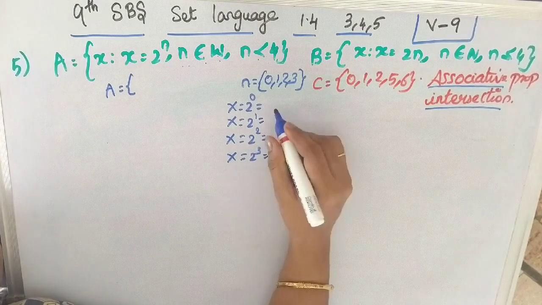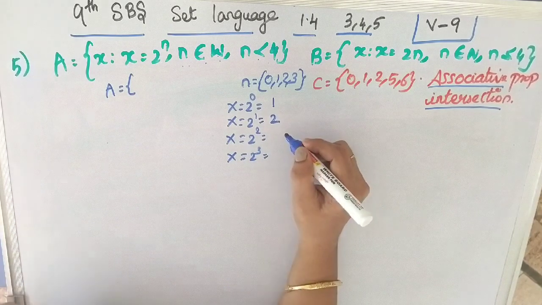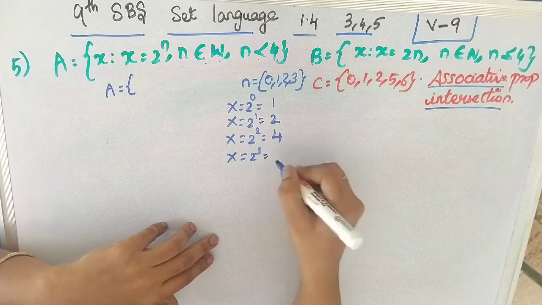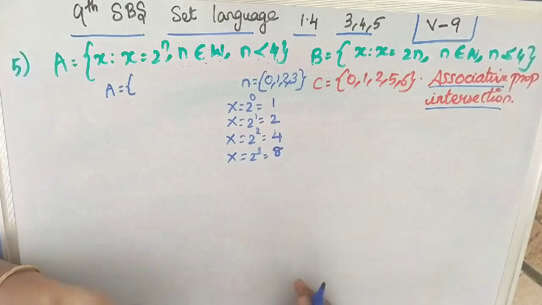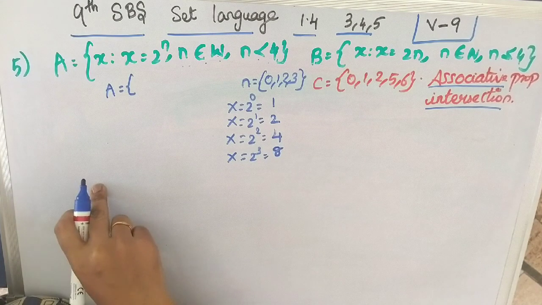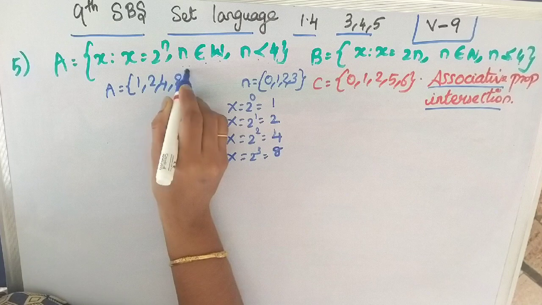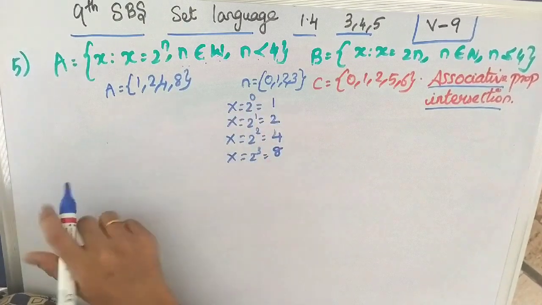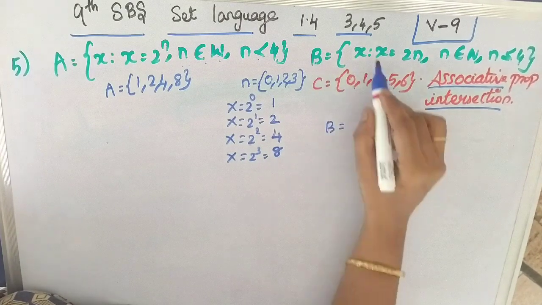So what are the values of x? 2 power 0 is 1, 2 power 1 is 2, 2 power 2 is 4. 2 2s are 4. 2 cube is 2 into 2 into 2, that is 8. So these 1, 2, 4, 8 are x, which is indirectly equal to A. So A is equal to 1, 2, 4, 8. Are you clear? We have found A, by finding x because we have calculated the values of n.